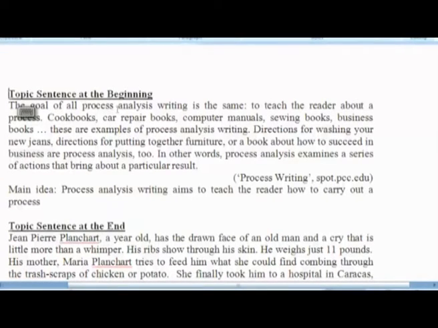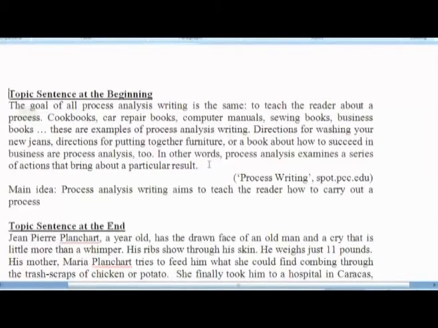The goal of all process analysis writing is the same, to teach the reader about a process. Cookbooks, car repair books, computer manuals, sewing books, business books, these are examples of process analysis writing. Directions for washing your new jeans, directions for putting together furniture or a book about how to succeed in business are process analysis too. In other words, process analysis examines a series of actions that bring about a particular result.